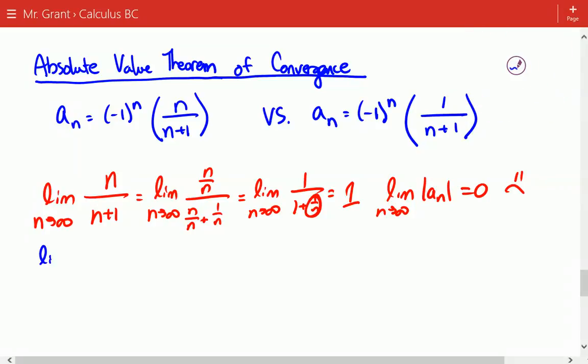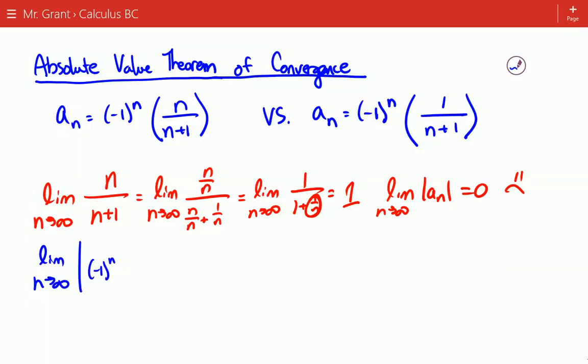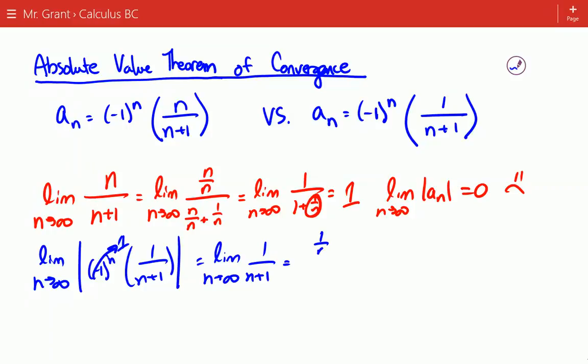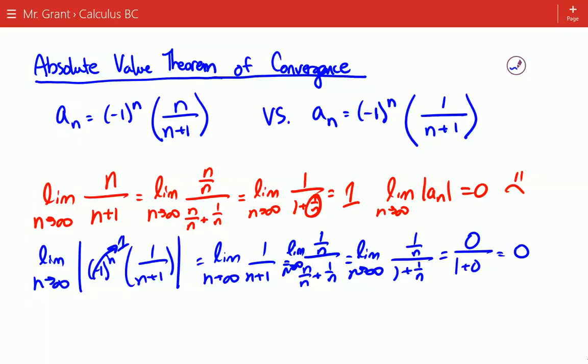Versus if we take the limit of the absolute value of the second equation, so the absolute value of negative 1 to the n, 1 over n plus 1. Well, this will turn this piece into just a positive 1. So really we're just looking at the limit as n goes to infinity of 1 over n plus 1. Divide by the largest term again, n over n plus 1 over n, so it equals the limit as n goes to infinity of 1 over 1 plus 1 over n. And if you plug in something infinitely large, you get 0 over 1 plus 0, which is 0.